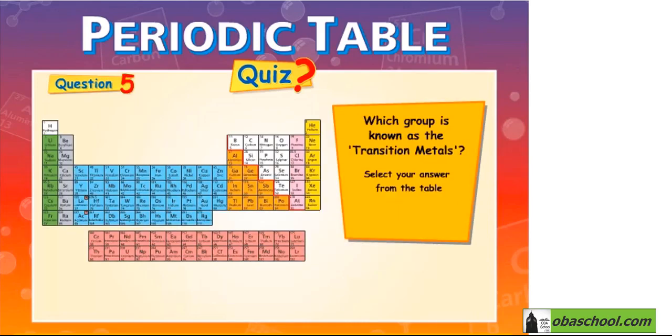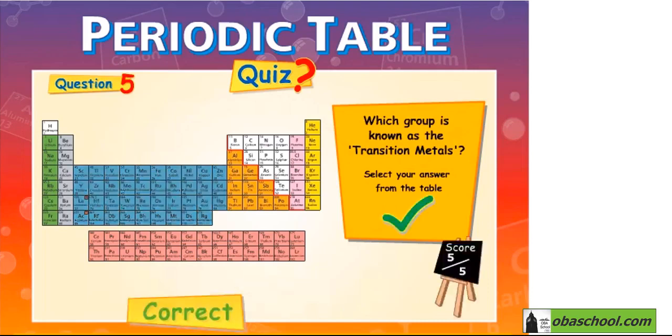Consider this periodic table to the left. Which group is known as the transition metals? The transition metals are the elements that separate group number 2 from group number 4.